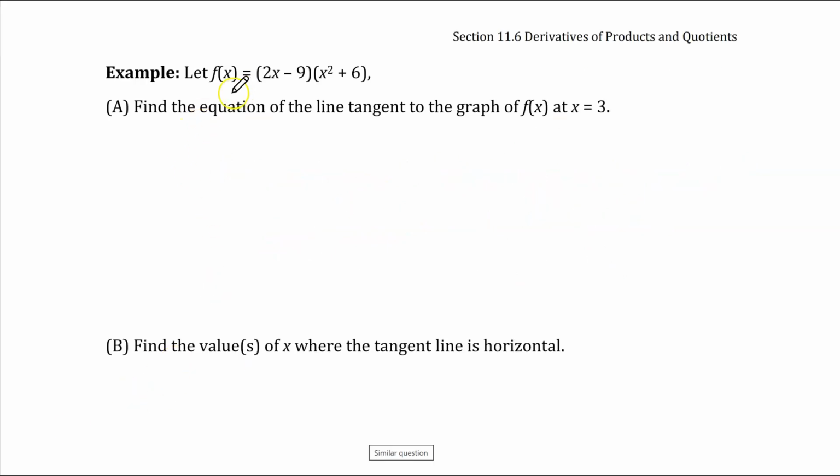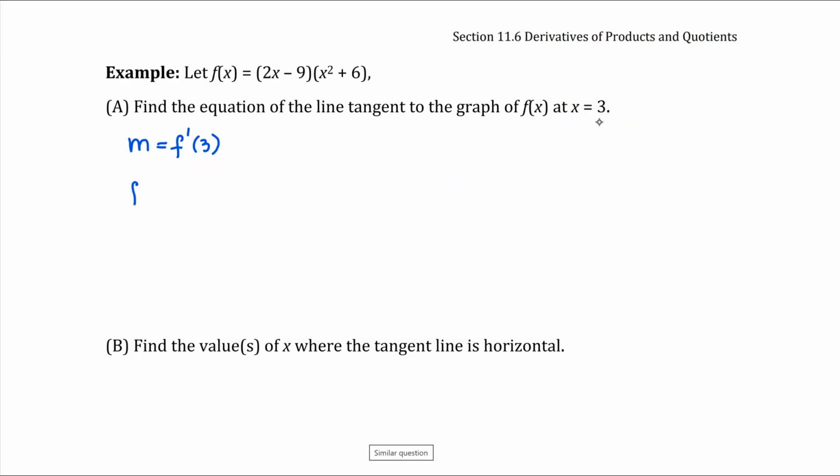Now for this example, we are given a function which is a product of 2x minus 9 and x squared plus 6. We are asked to find the equation of the line tangent to the graph of f of x at x equals 3. So to do this, we will first find the slope of the tangent line. Now the slope of the tangent line is equal to the derivative of the function evaluated at the given value of x here.